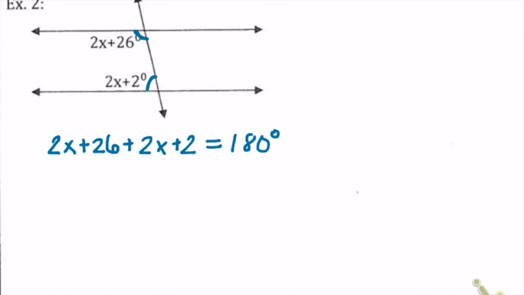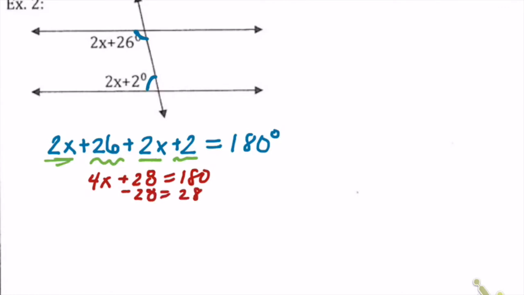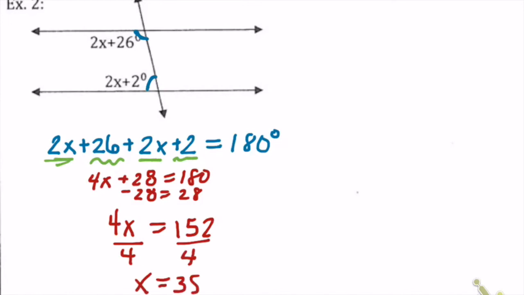Then we just go ahead and solve our equation. We have like terms with the variables, and we have like terms with our constants. So let's go ahead and solve from there. We've got 4x plus 28 to simplify that expression before we solve. And then we would be subtracting 28 from both sides. And that's going to give us 4x is equal to 152. And dividing by 4, we get that x is 38.